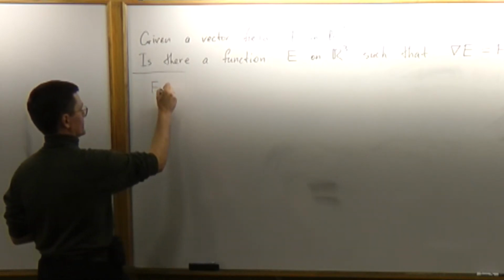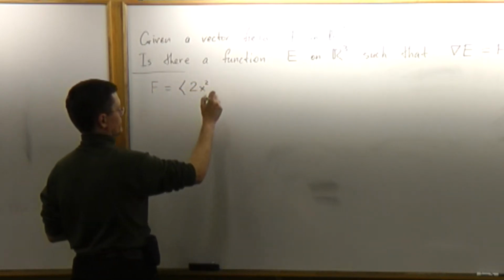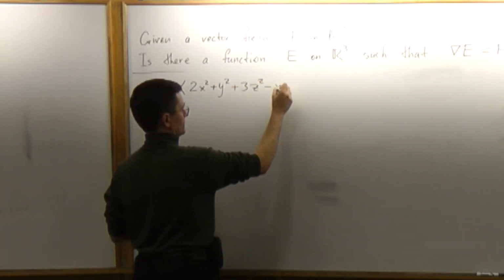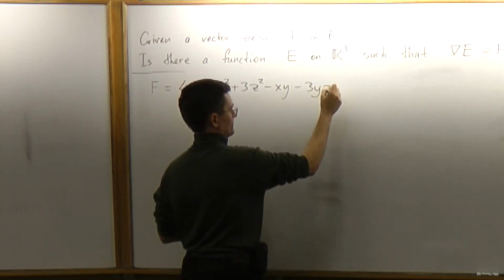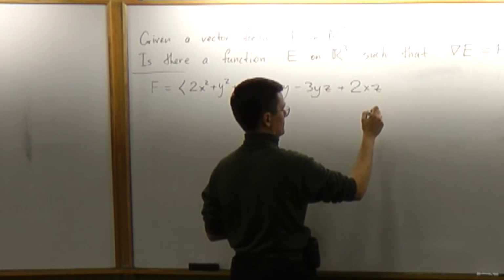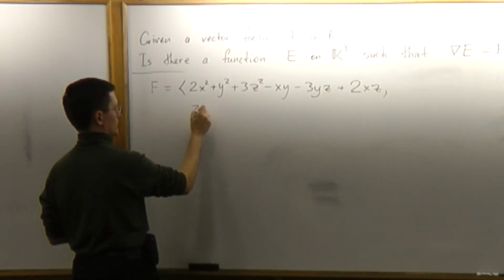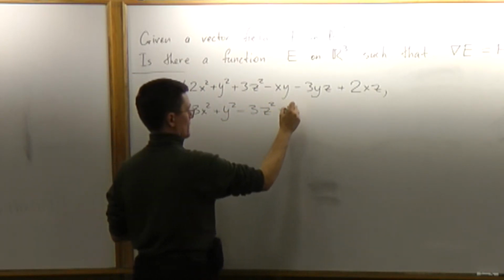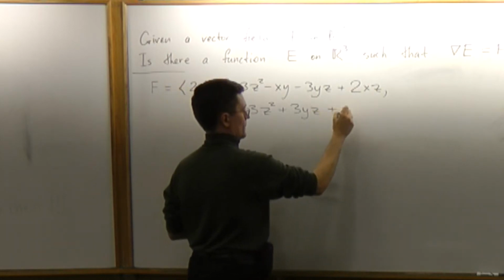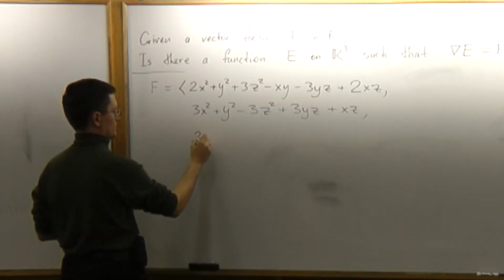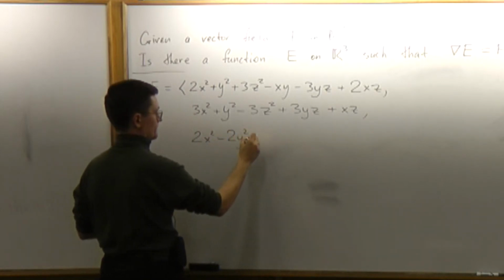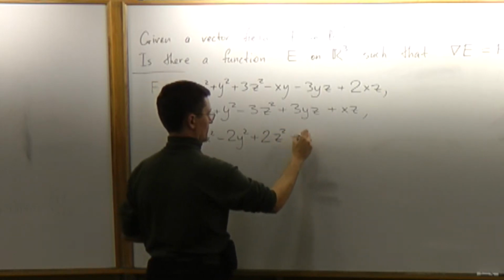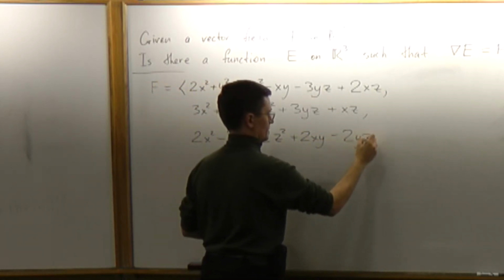2x squared. F equals 2x squared plus y squared plus 3z squared minus xy minus 3yz plus 2x, comma, 3x squared plus y squared minus 3z squared plus 3yz plus xz, comma, 2x squared minus 2y squared plus 2z squared plus 2xy minus 2yz plus 2xz.